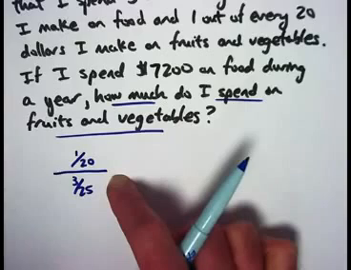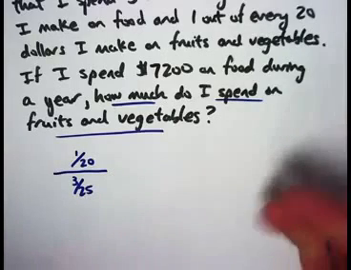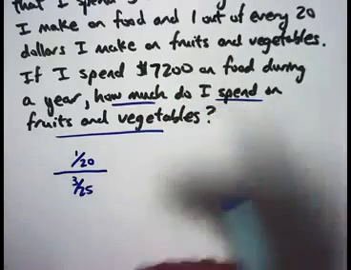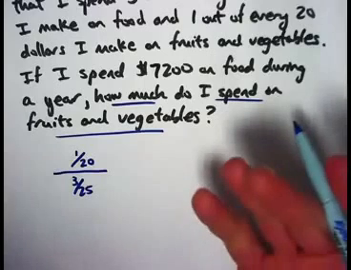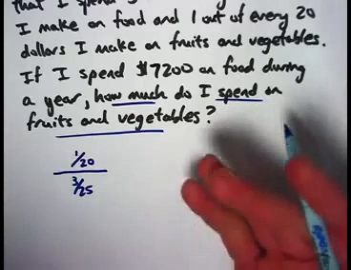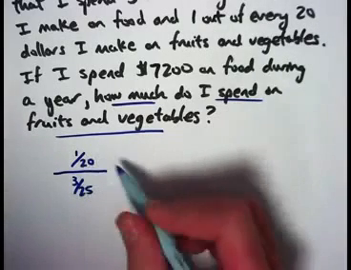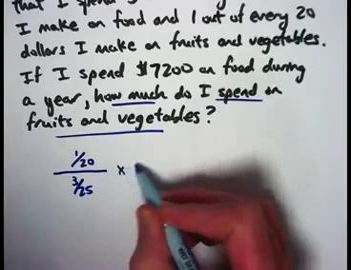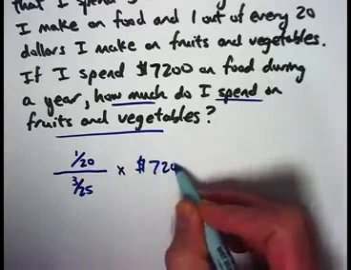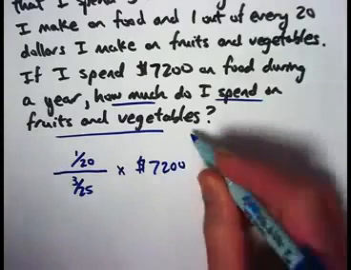vegetables. So I spend a certain amount on food, it's the $7,200. A certain fraction of that number gets spent on fruits and vegetables. So, it's this thing right here. And so if I multiply this by the $7,200, ultimately, that's going to give me the answer to the question.